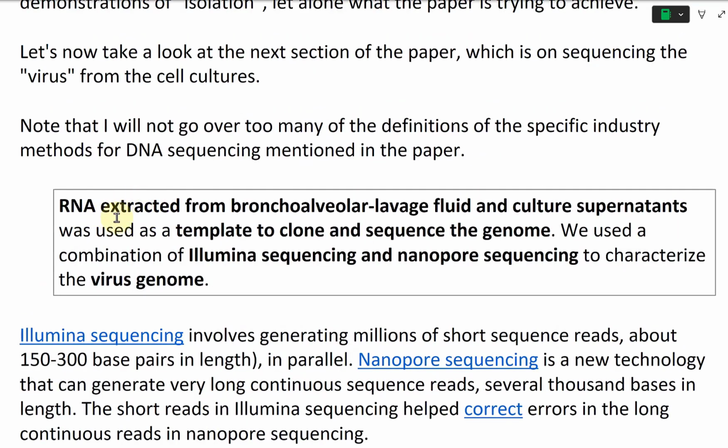And yeah, basically, it takes the RNA from the airway fluid samples and the culture supernatants, and then somehow assumes it's used as a template, and then it clones a million times, and then somehow you sequence the genome using these two technologies.